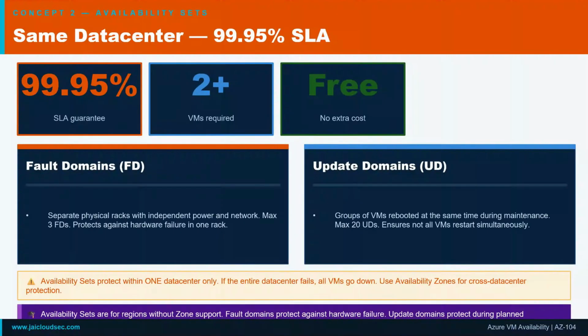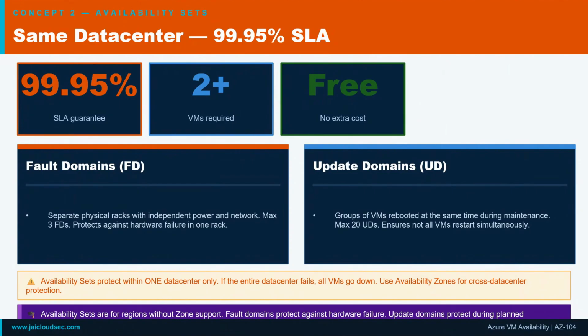Availability sets. These work differently from zones, and it is important to understand why. An availability set is a logical grouping of VMs within a single data center. There is no cross-data center protection here. Everything is in one building. What it protects you against is hardware failures within that building and planned maintenance events. It does this through two concepts: fault domains and update domains.